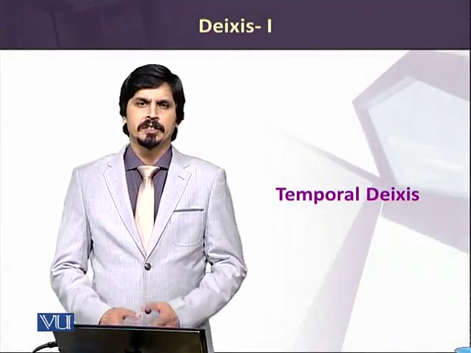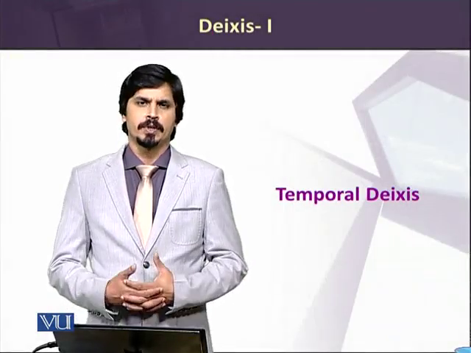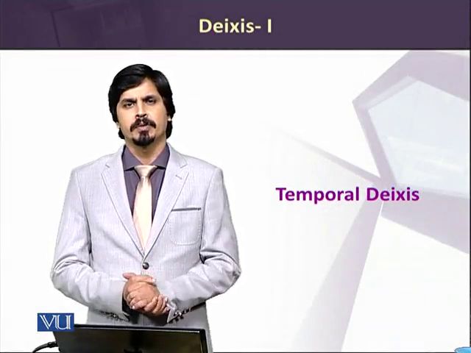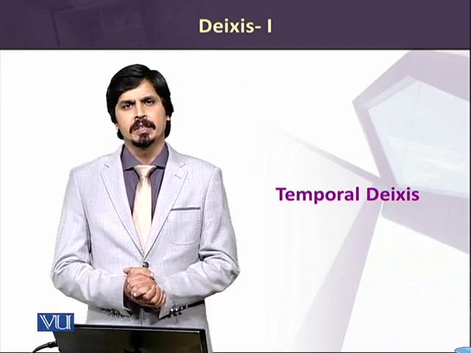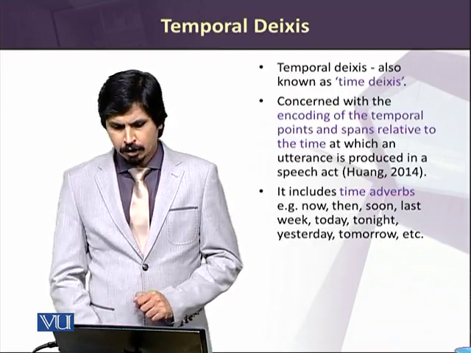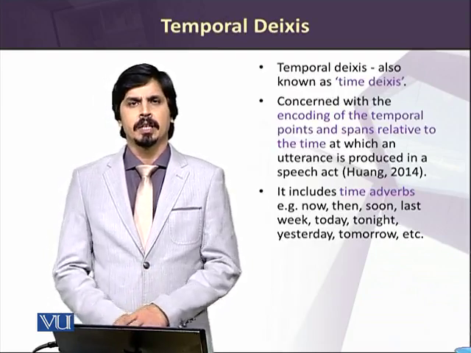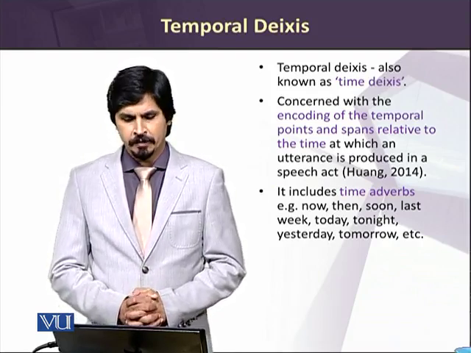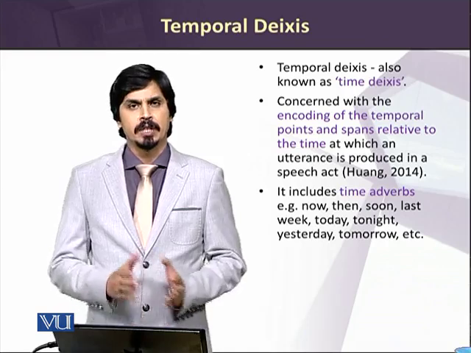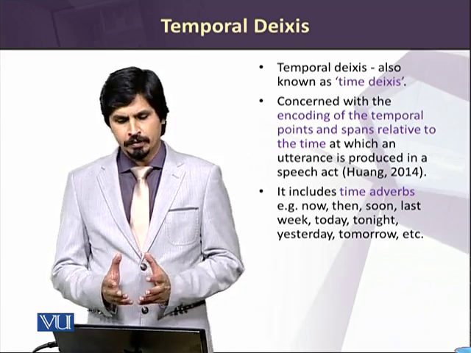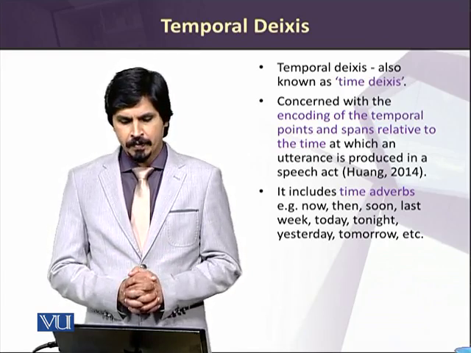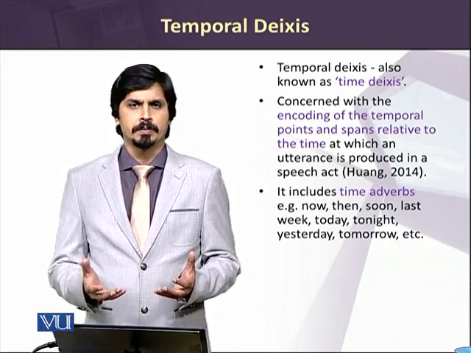Temporal deixis indicates the points of time in a conversation and how time is being referred to or indicated in the conversation. It is also known as time axis, and it is concerned with the encoding of temporal points and spans relative to the time at which the utterance was made in a certain speech act.